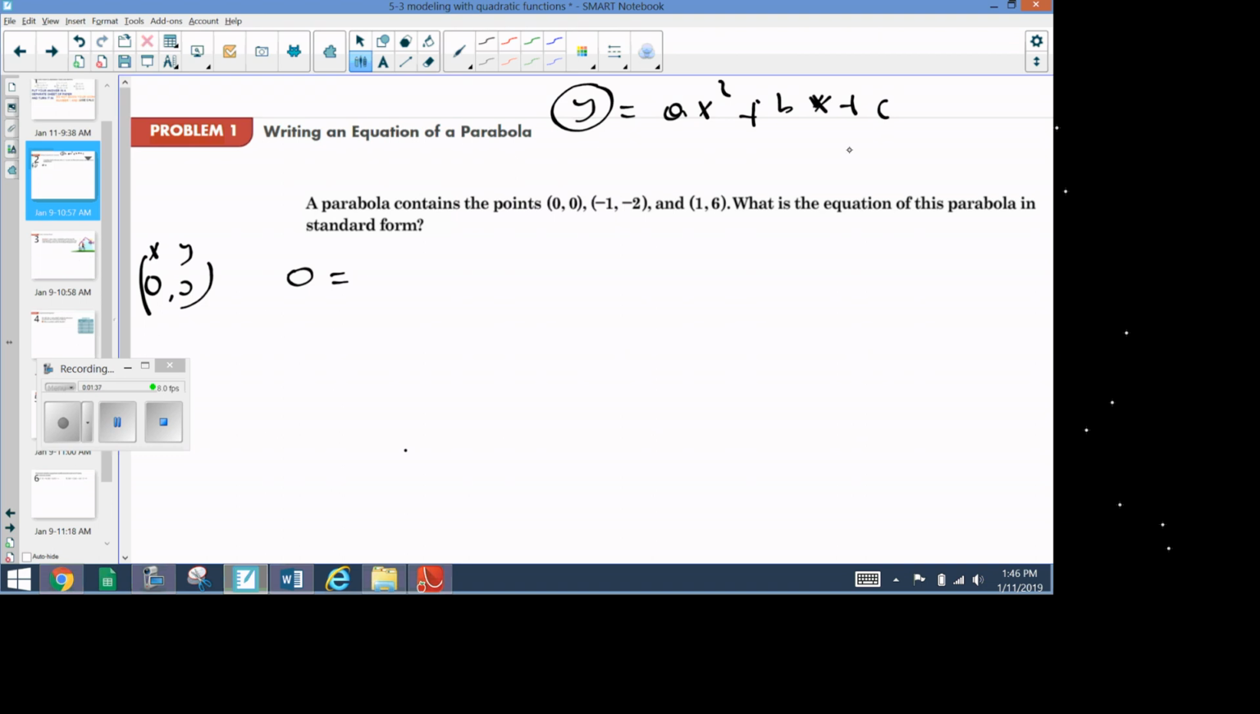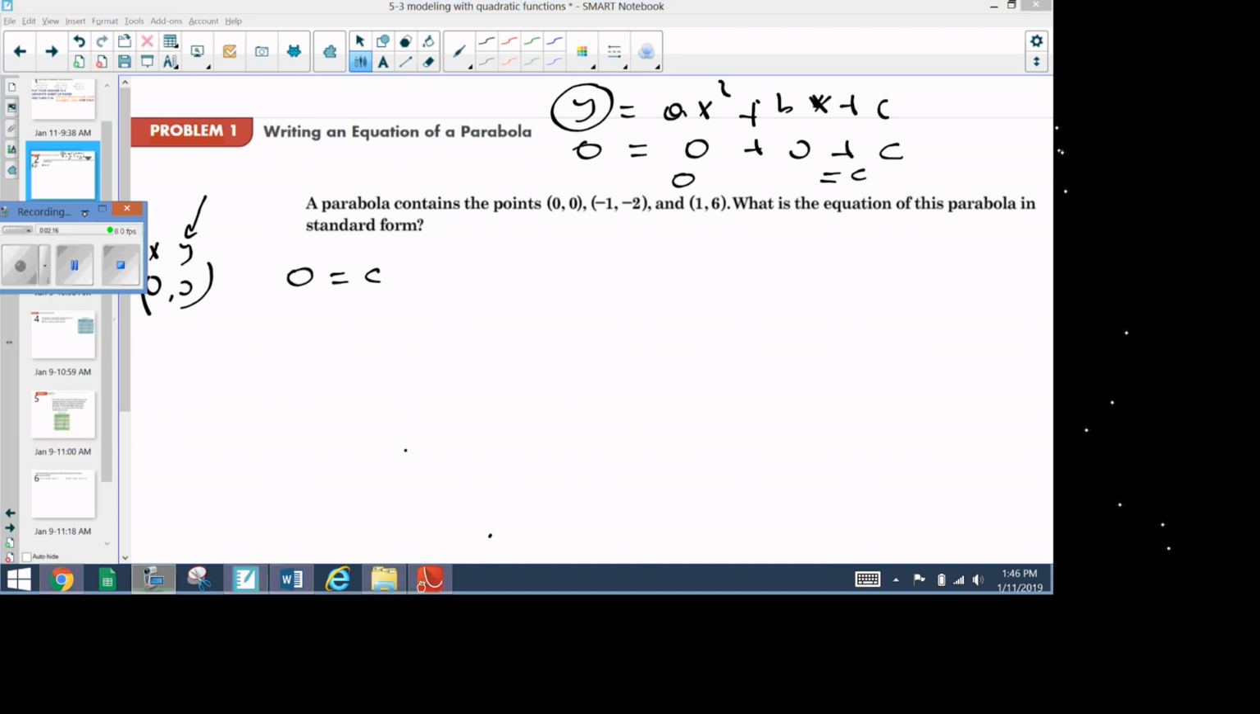x equals 0. Plug in. X is 0, right? 0 squared is equal to 0. 0 times any number is 0. Done. And then x equals 0, 0 times any number is 0. Done. So C. That makes sense. 0 plus 0 plus C equals y. What was y? 0. So basically C is equal to 0 in this case. This is our first equation.